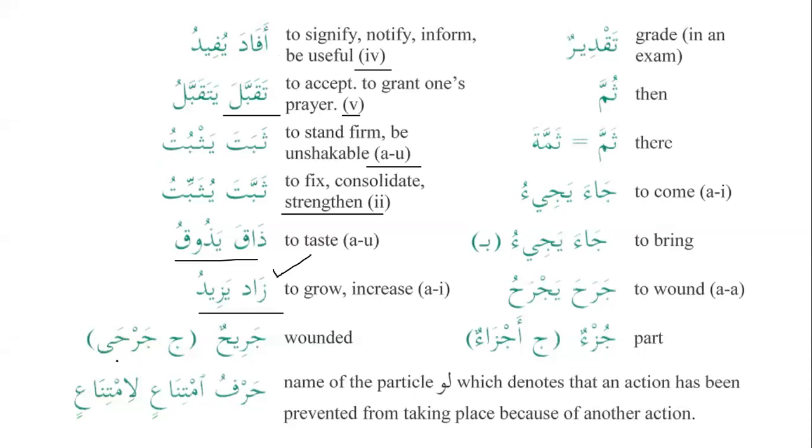Then we have jarihun, and the plural is jarha, wounded. And then we have discussed about harfum dinain, lim dinain. So law, about law we have discussed in the beginning of the lesson. Taqdirun, here it's used for the grade in the exam. Thumma, then. Thamma and thammata, as we can see here, both of them have the same meaning. It also means hunaka. Ja'a yaji'u, to come. Okay, who remembers the masdar of ja'a yaji'u?